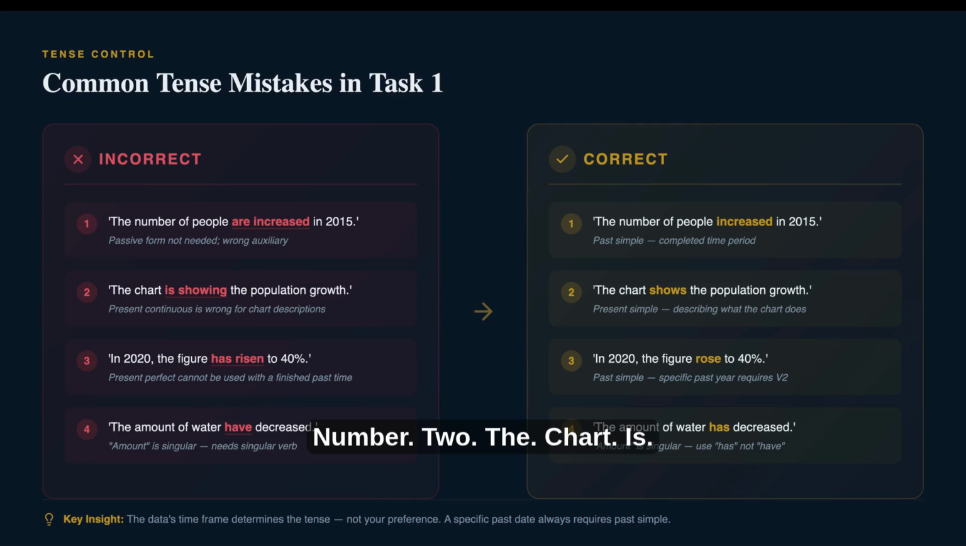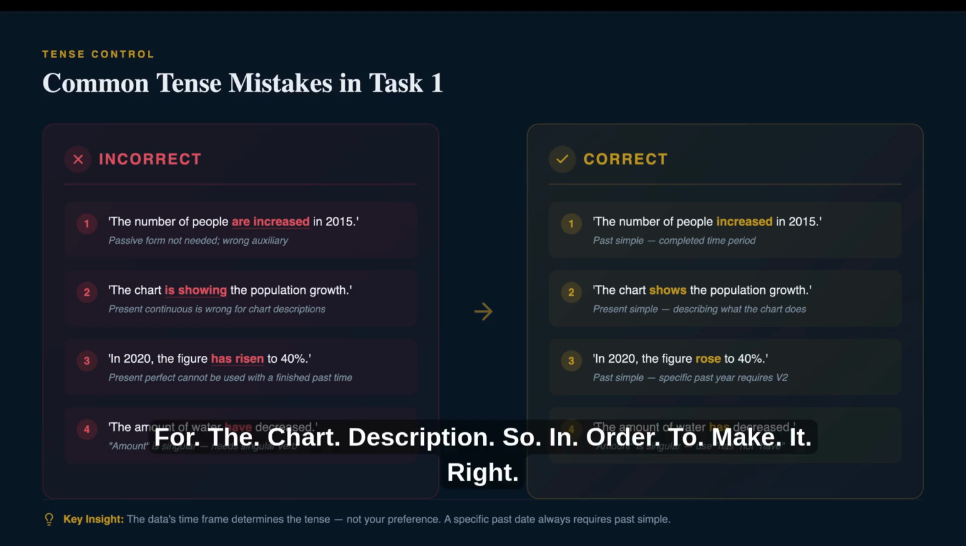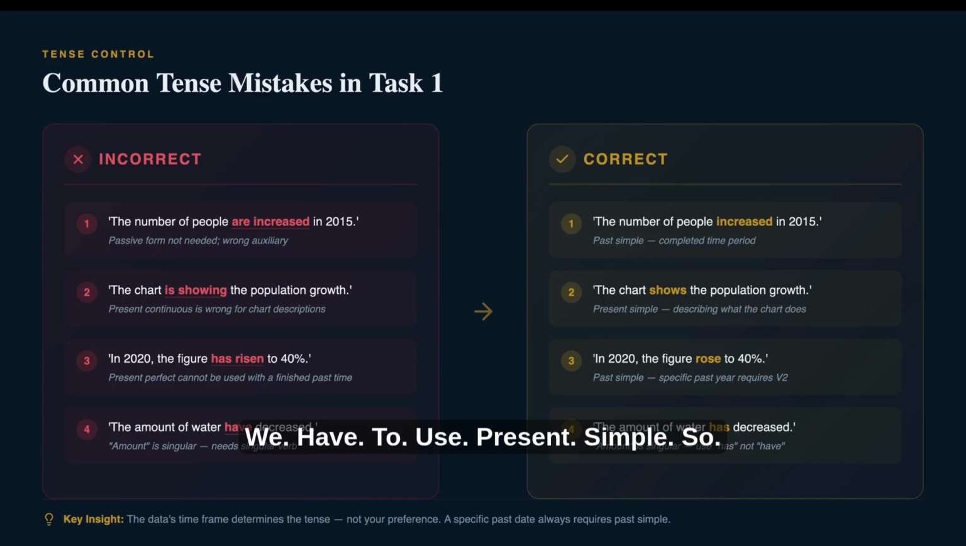Number 2: The chart is showing the population grows. In this case, the writer used present continuous or present progressive, which is completely wrong for the chart description. In order to make it right, we have to use present simple. So the chart shows the population grows. That is exactly what we wanted. So we use present simple for describing what the chart does, and it happens in the present time.